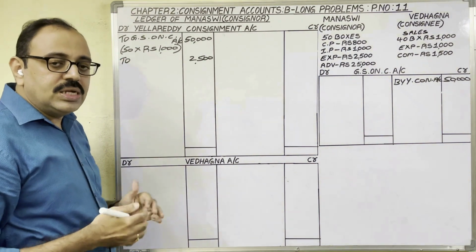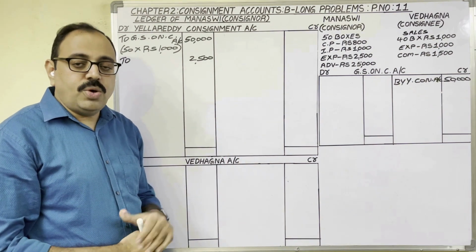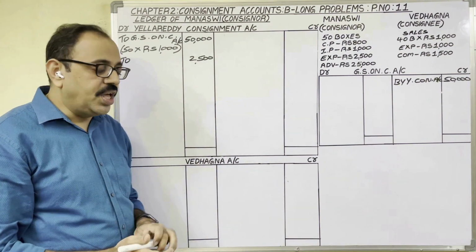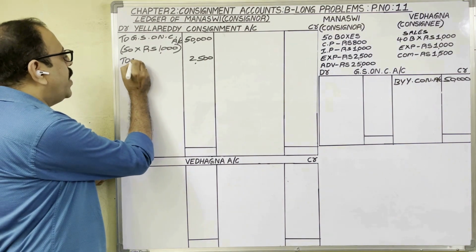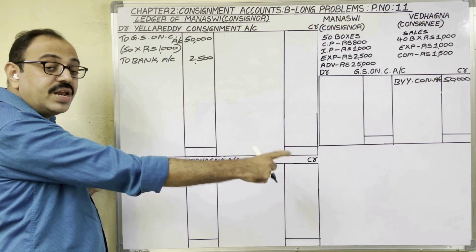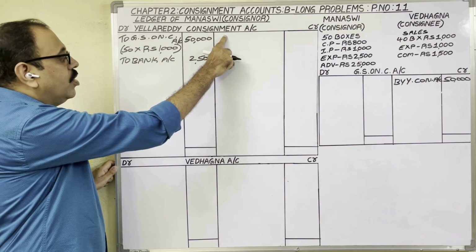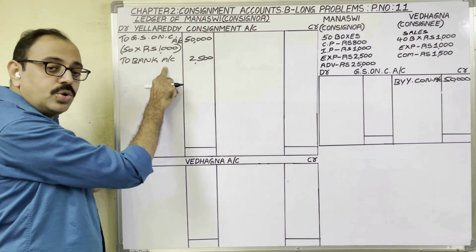Our assumption is consignor paid this amount through a check. So bank balance is decreasing. Therefore we should write "to bank account". Based on this posting, let us frame the entry for consignor's expenses. In LRD consignment account, on the debit side we are writing "to bank".